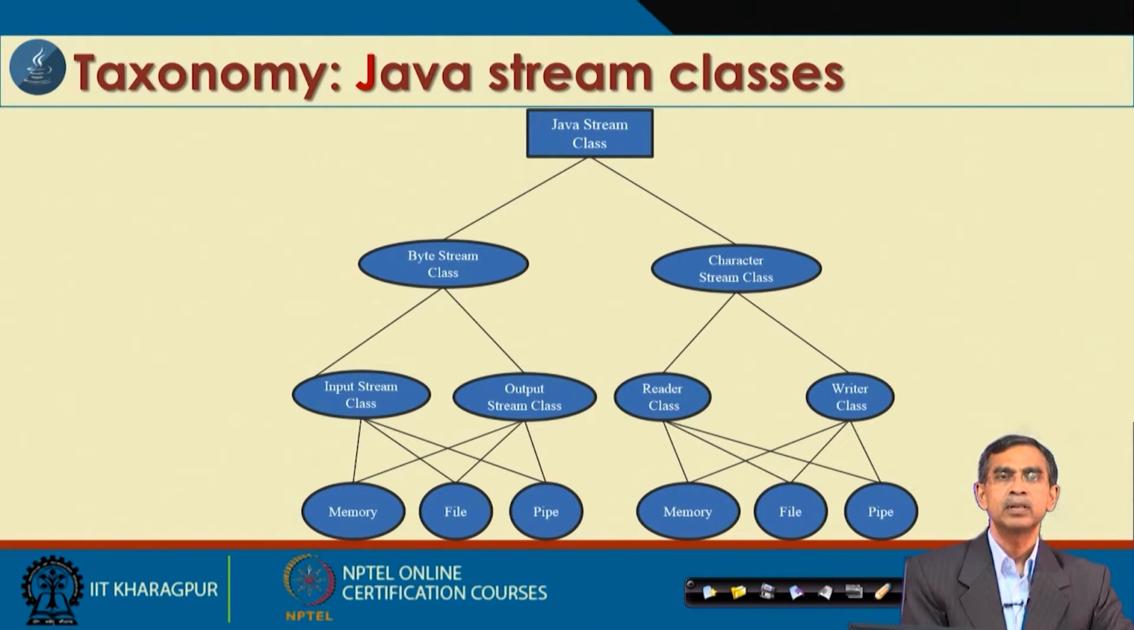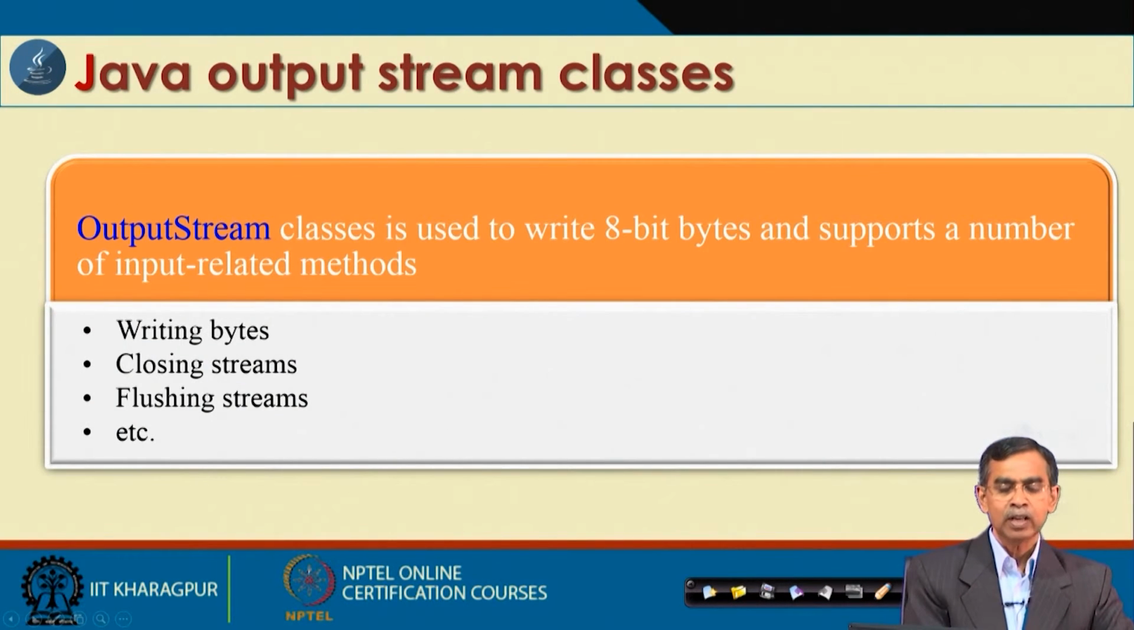This means that it will write something in the form of bytes, and this class can output data into memory, into a file, or into a network channel. So, it is the same as the input stream, but the only difference is that input is taking and output is pushing. Output stream classes are therefore used to write 8-bit bytes, and like input stream classes, they also support a number of methods. For example, writing bytes into an output destination, closing the stream, flushing the stream, etc.